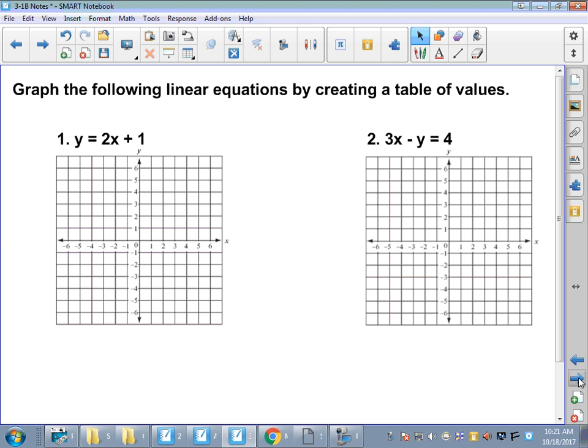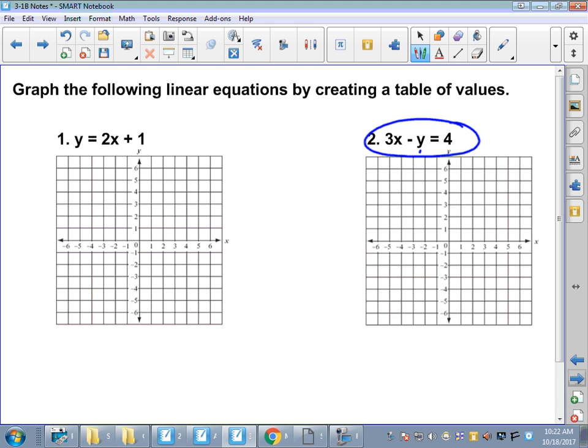So let's try this. Y is equal to 2x plus 1. Actually, I think that is your example practice problem, so I'm going to let you keep that grid there. Let's go ahead with number 2. So for number 2, it's easiest to do a table of values since we want to know what y is equal to. Since we're coming up with the x value, it's best to get this in terms of y.